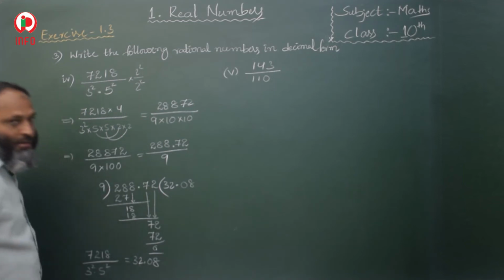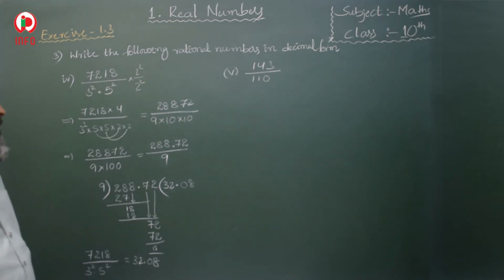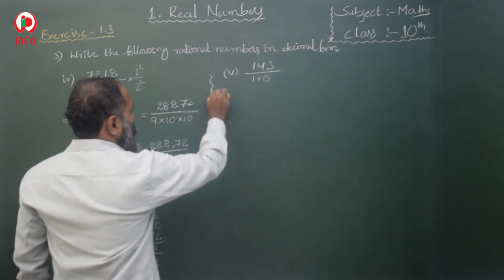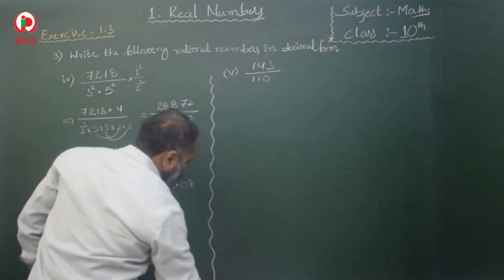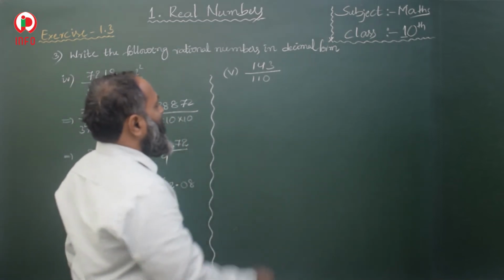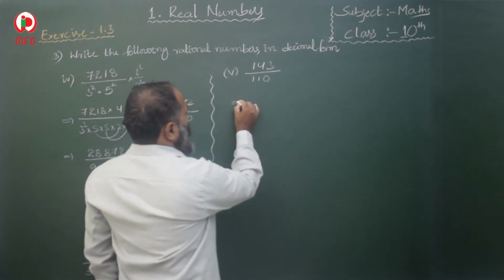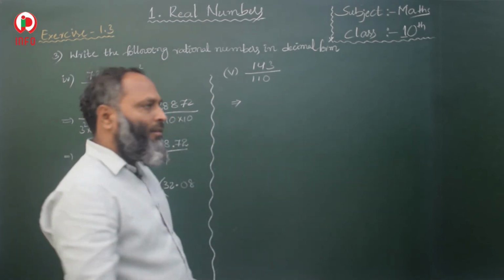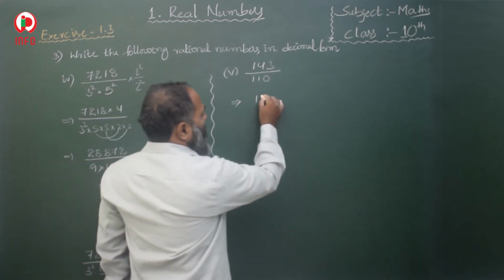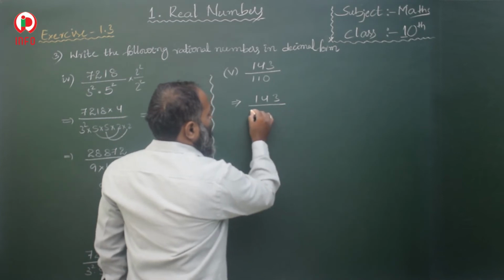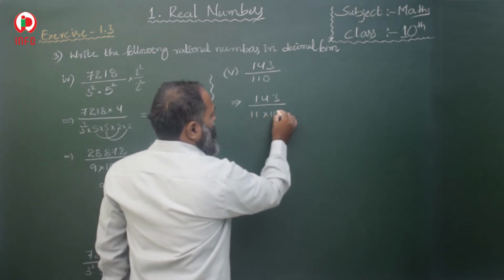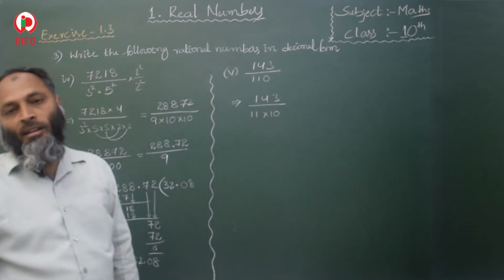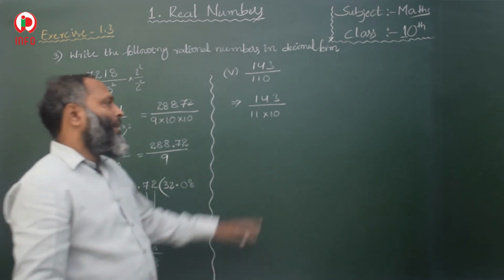32.08 is the answer. Okay. Now the next one, 143 divided by 110. 110 is a bigger number, no? So first you make it simple. 143 divided by 11 tens are 110. So we are dividing with 10, no?